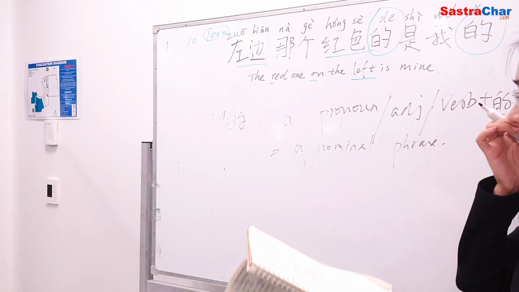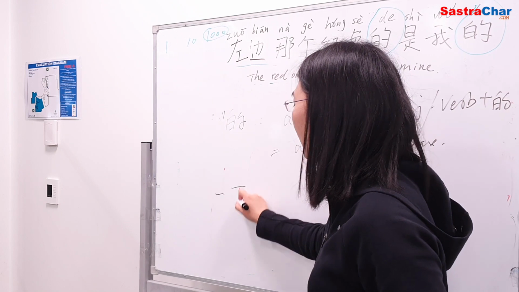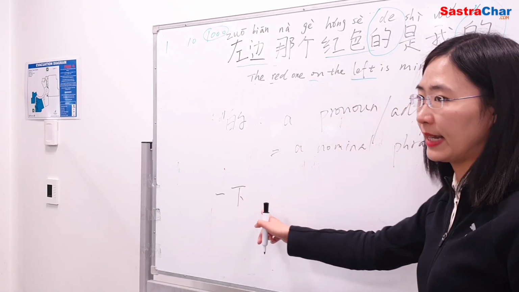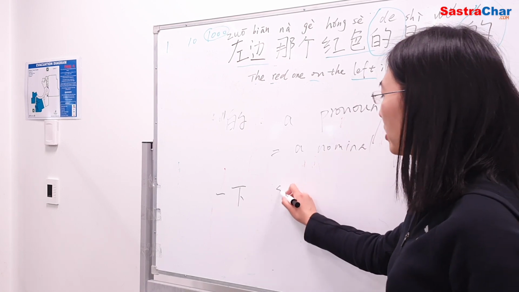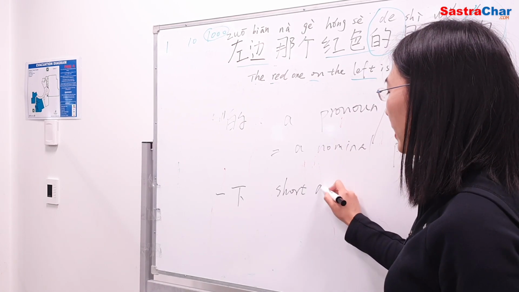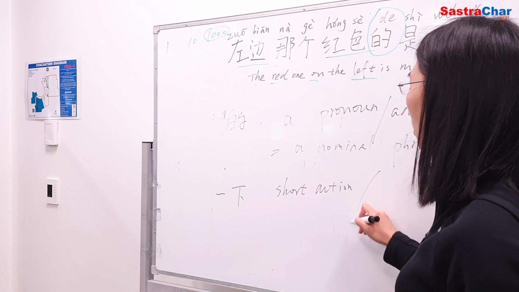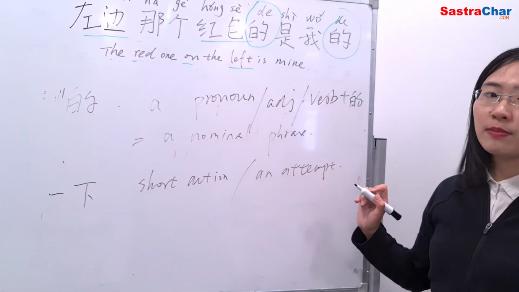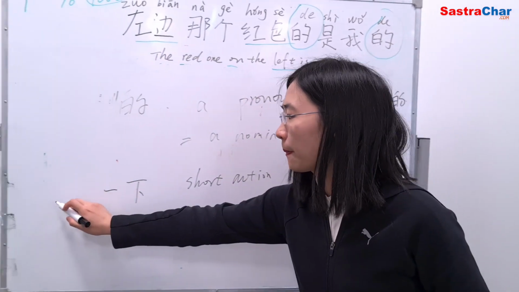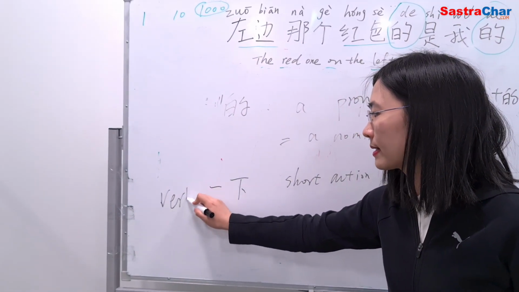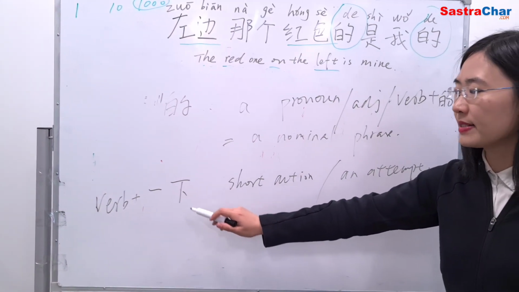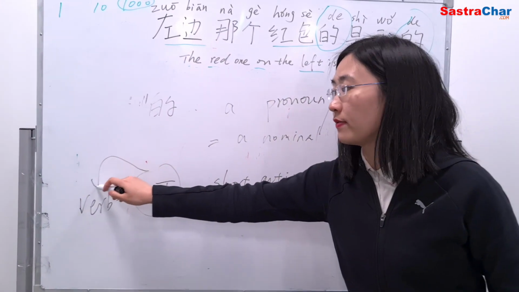And the second is about 一下. Okay, 一下, one and below. So when these two put together, it means a short action. Yeah, short action. Or an attempt to do something. So it should be like this, verb plus 一下, right? Verb plus 一下. Because this 一下 is used to describe this verb.